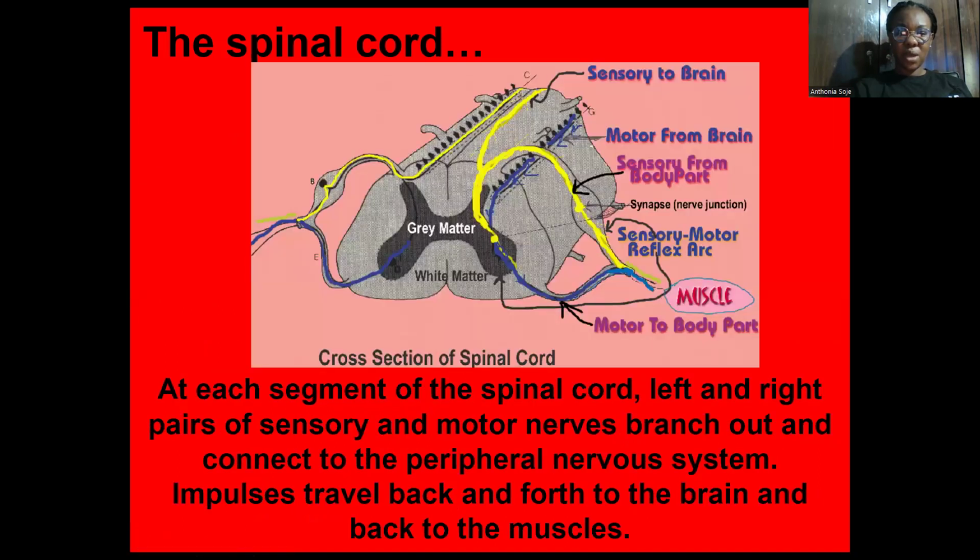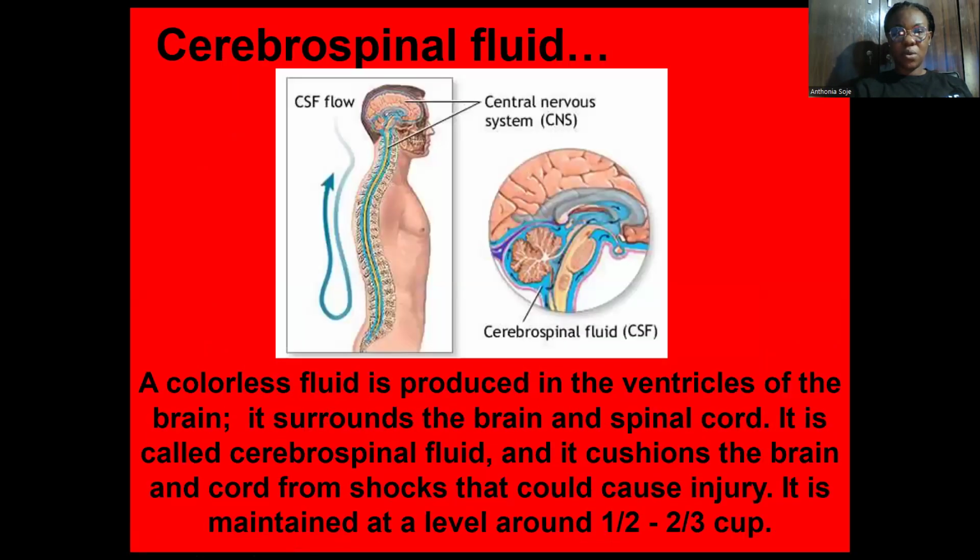So viewing a spinal cord, at each segment of the spinal cord, the left and right pairs of sensory and motor nerves will branch out and connect to the peripheral nervous system. So impulses will travel back and forth to the brain and back to the muscles through these segments of the spinal cord. And within the spinal cord is something called the cerebrospinal fluid, and it's colorless and it's produced in the ventricles of the brain. And the function is to surround the brain and the spinal cord, and it will cushion the brain and the cord from shocks that could cause injury.